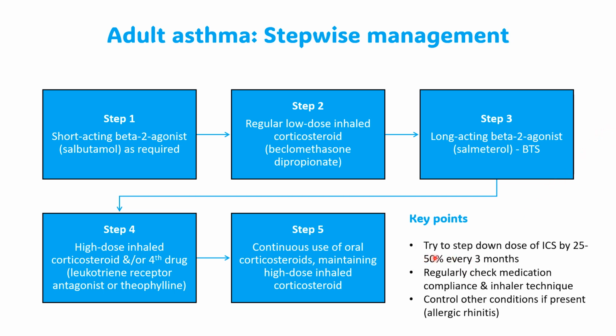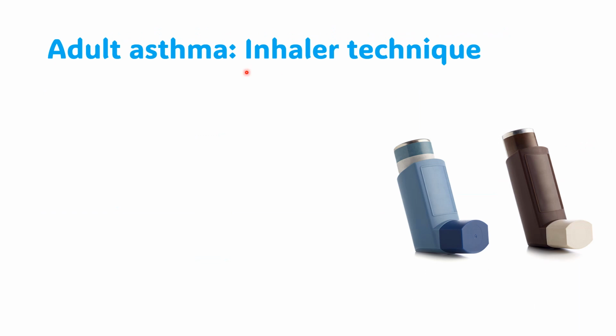Other key points: you want to try and help patients to step down their dose of inhaled corticosteroid by 25 to 50% every 3 months. You want to do regular medication checks, so that patients are compliant and they have good inhaler technique. And we also want to control other conditions if present, which could potentially affect how patients take their asthma medication, such as allergic rhinitis.